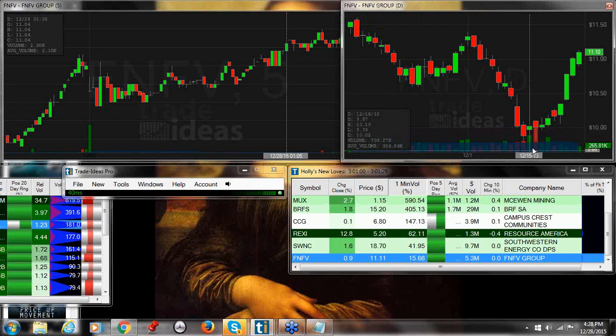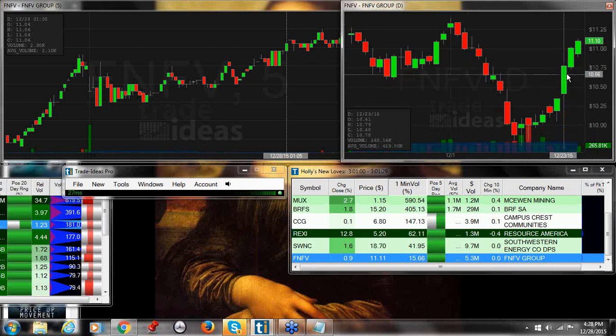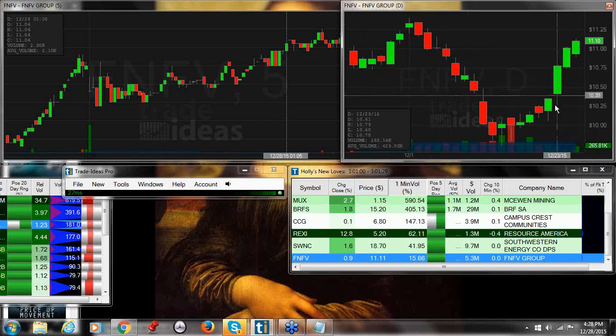It tried to go down. They brought it back up. It tried to go down again. The sellers came in, the buyers sucked it up. So once again, when we see these wicking patterns here, this is always a very good indicator.